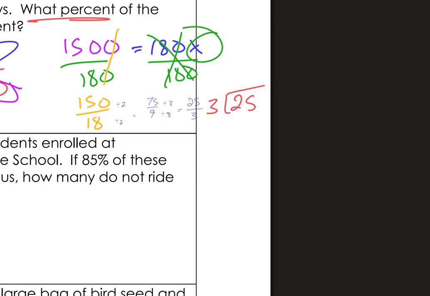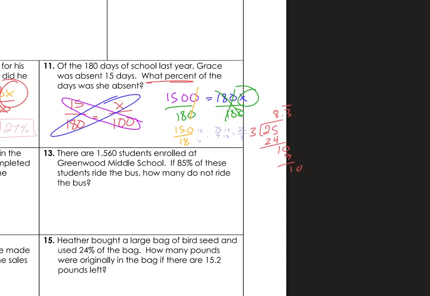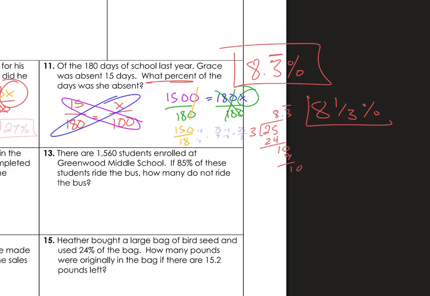So 3 goes into that 8 times with 10, right? 3 goes into 10 3 times, and here's what's about to happen. We are going to get a repeating decimal of 8.3. So this person was gone 8.3 repeating percent of the year. If that freaks you out, if you're like, I can't comprehend 8.3 repeating, if I were to just write it as 8 1/3, does that feel better?